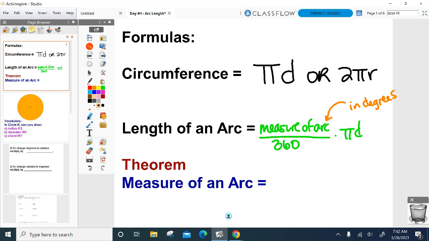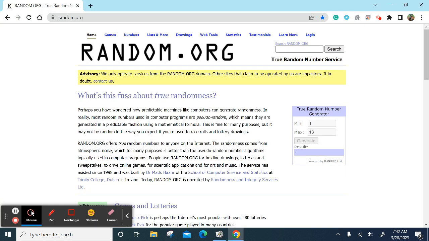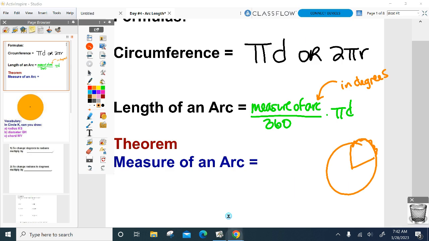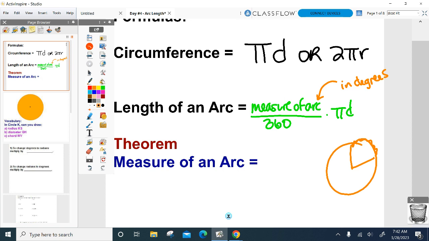How do you find the measure of an arc? What do you look at? The measure of an arc is the same as what in a circle? So I got my circle. How many degrees is in this arc right here? It's the same as its central angle. Good. And remember, the central angle is located right here. All right, so we're all good so far.